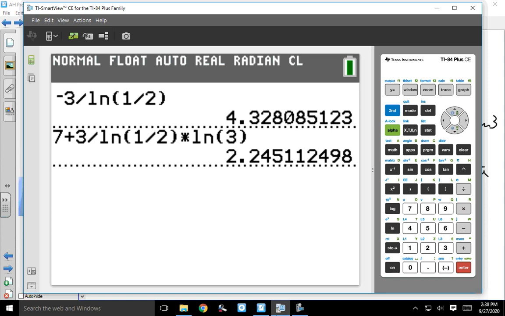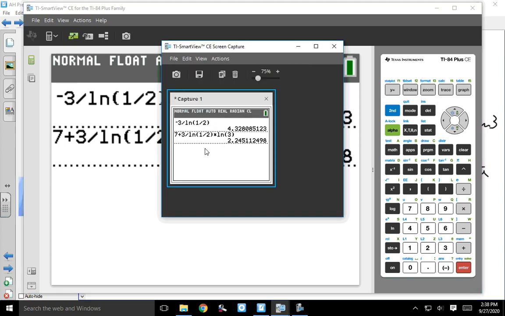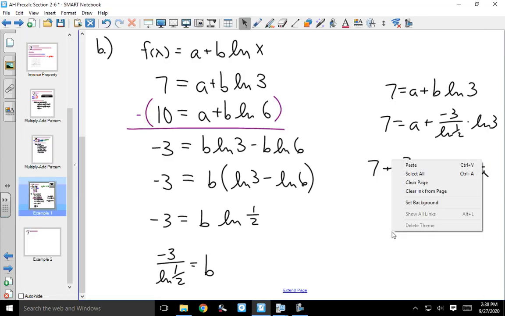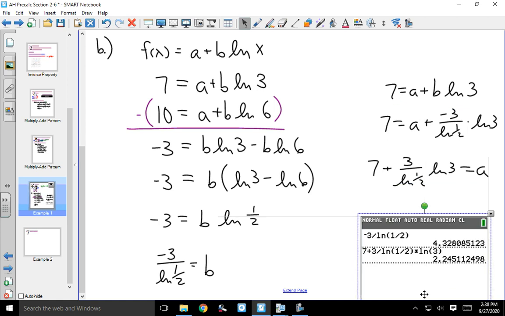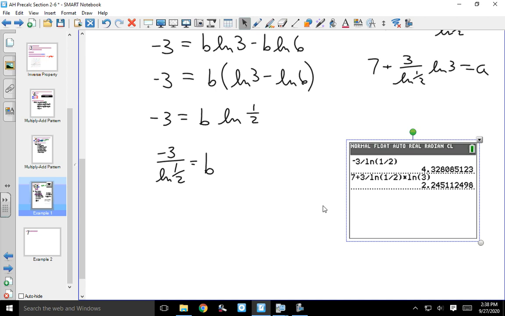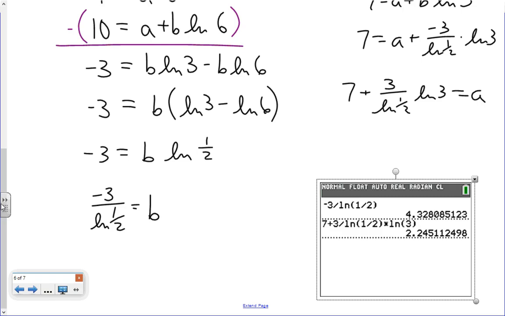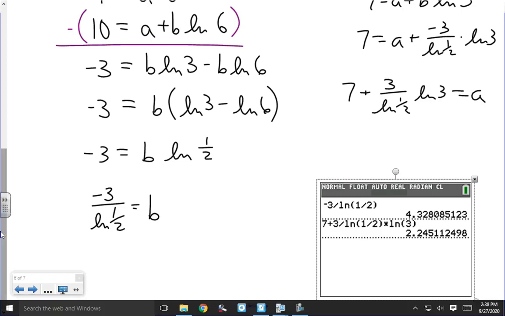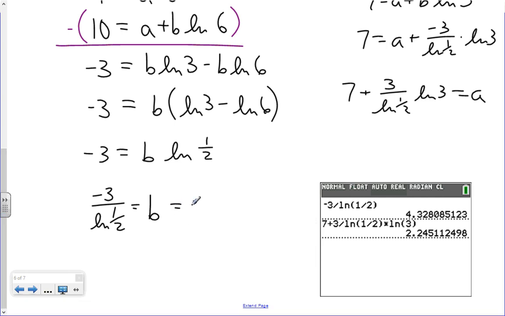Let me grab a picture of that. Paste it in here. All right, so we can write down what our values are here on our slide. So our value for B that we came up with was, again, that first value, 4.328. And our value for A was 2.245. Again, make sure you answer the question that they've asked you.